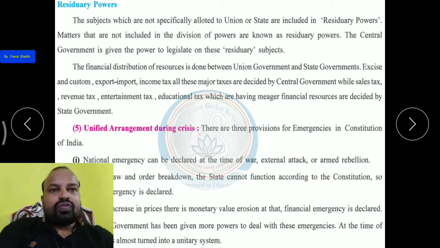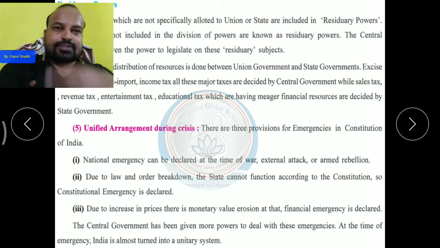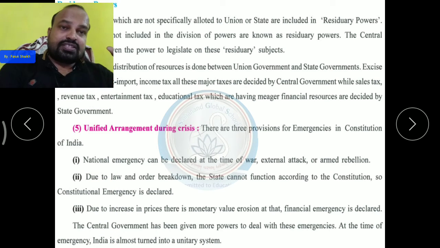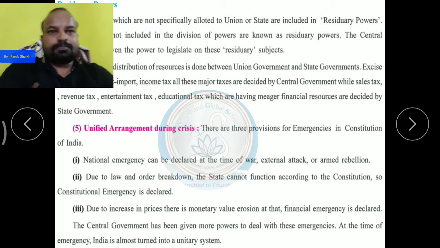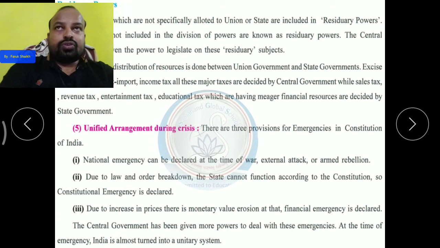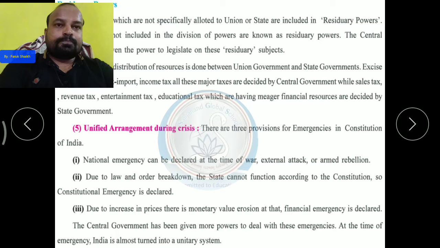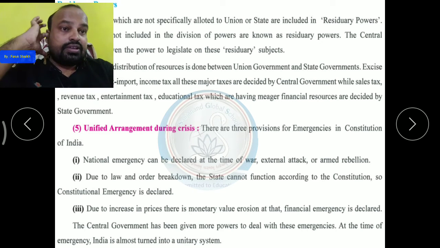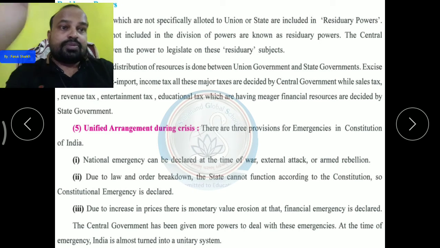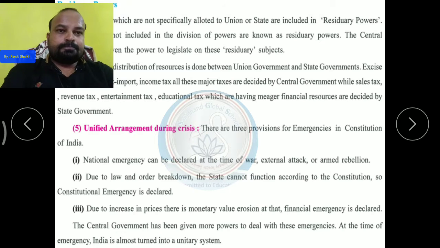Now, unified arrangement during crisis. When there is a crisis, there are three provisions for emergencies in the Constitution of India. Emergency, or crisis, in Gujarati it can be said katokati. There are three types of emergencies.